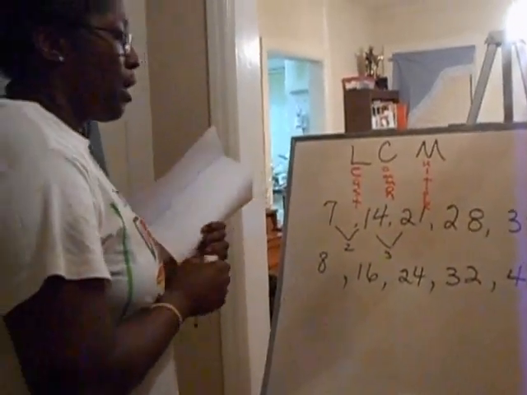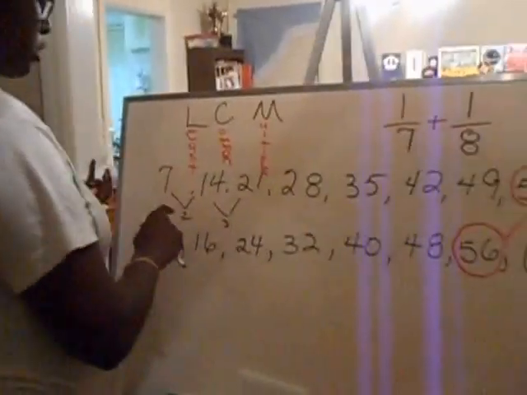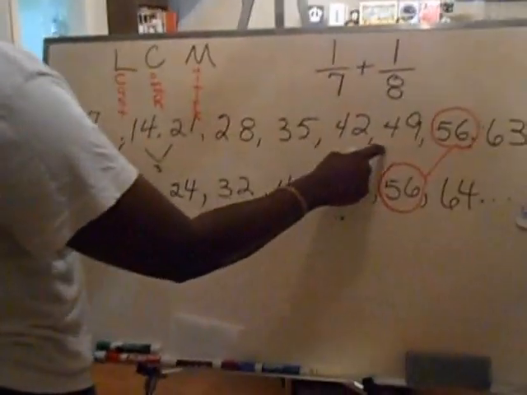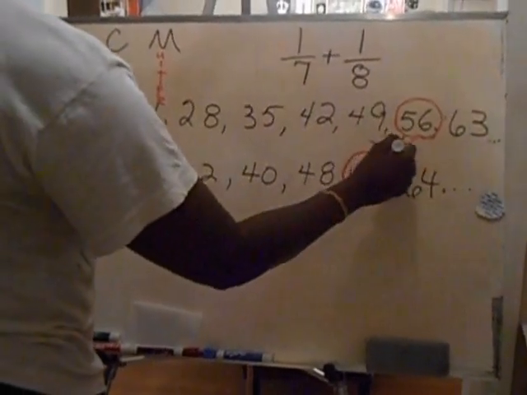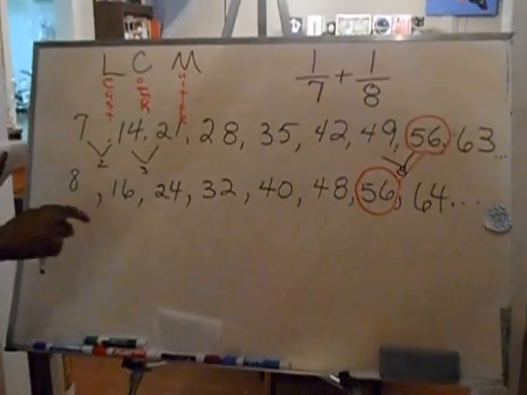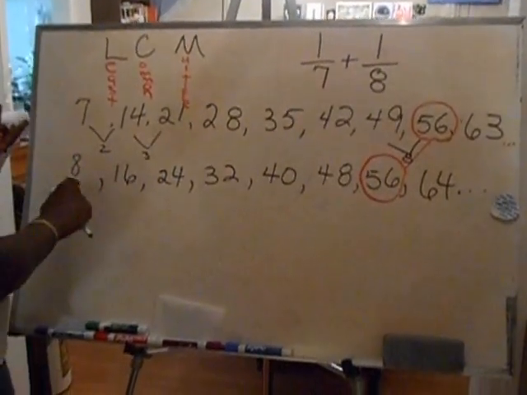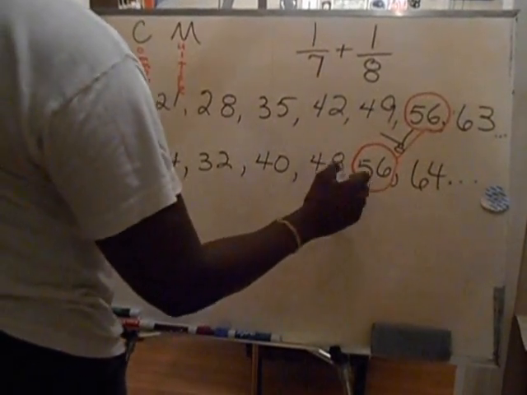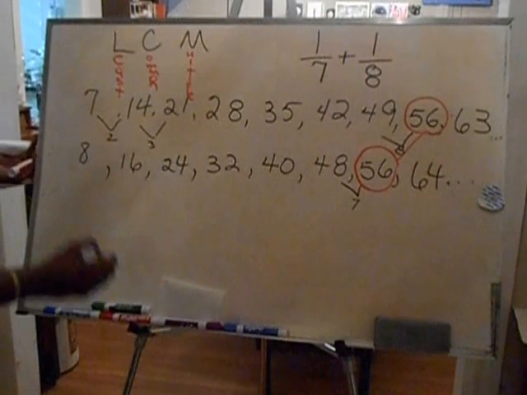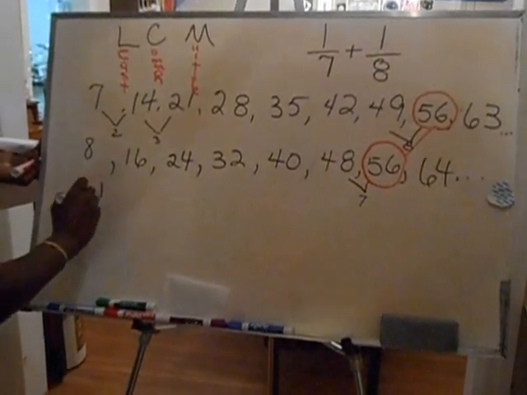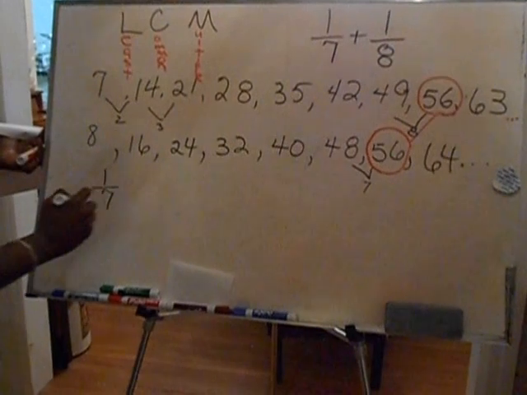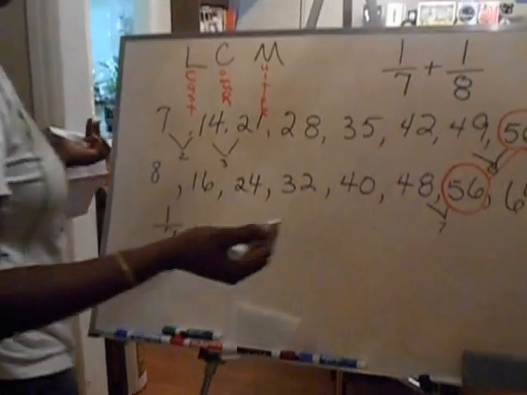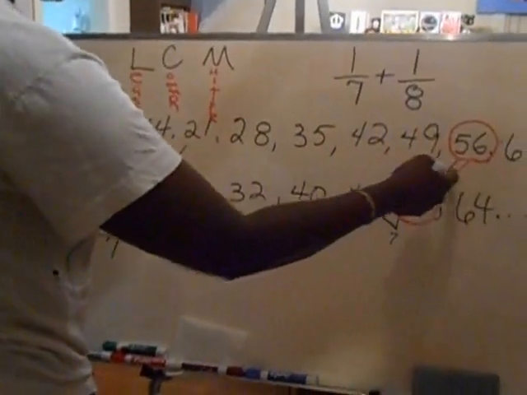Alright, so how did we get here? We had to multiply 7 times 2, 3, 4, 5, 6, 7, 8. 7 times 8 to get here. And we had to get to 56 multiplying 8 times 1, 2, 3, 4, 5, 6, 7. So 8 times 7 gave us 56. Therefore, I'm going to take my 1/7 and the denominator I want for both of these is 56. So 1/7, if I multiply the denominator by 8, I get 56.